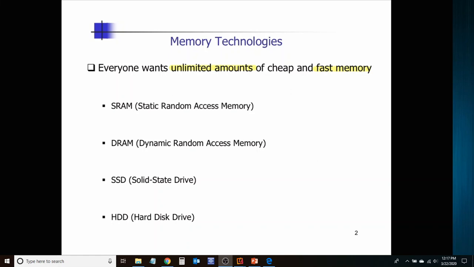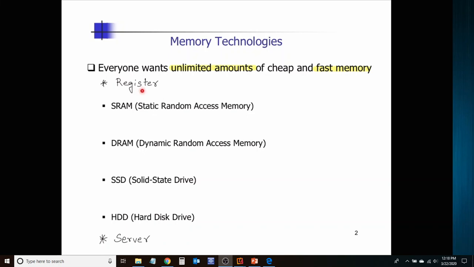So what we can do is create a hierarchy of memories so that we can give the illusion of an unlimited memory, which is very, very fast. In order to achieve this hierarchy, we are going to be talking about static RAM, dynamic RAM, a solid state drive, and a hard disk drive. You can probably add two more things to this list. One being a register, which probably goes at the top of this list, and another one which goes at the bottom, which is, say, a server.